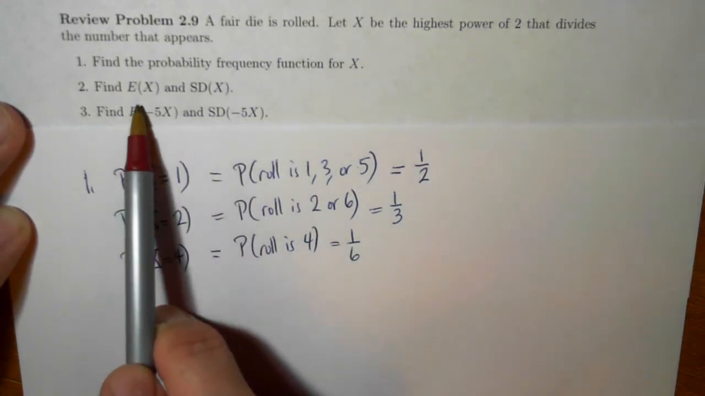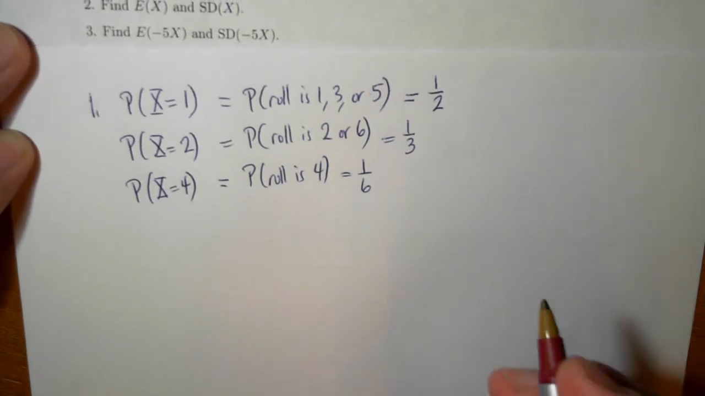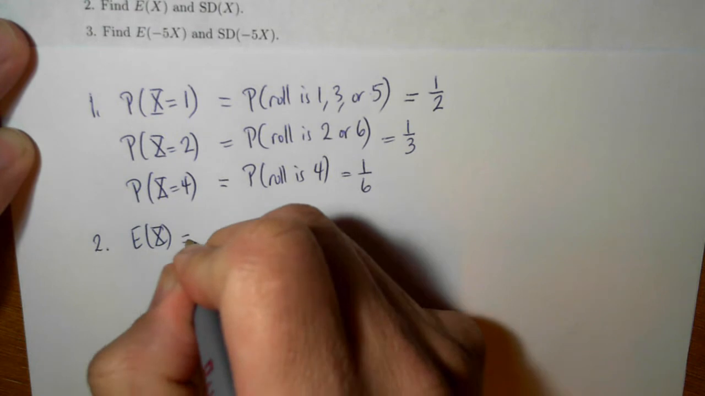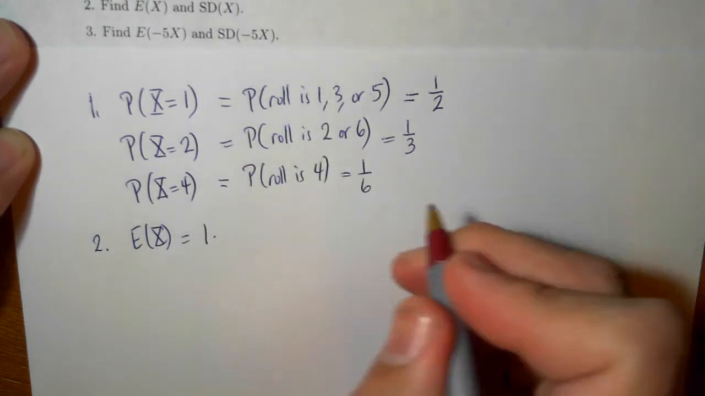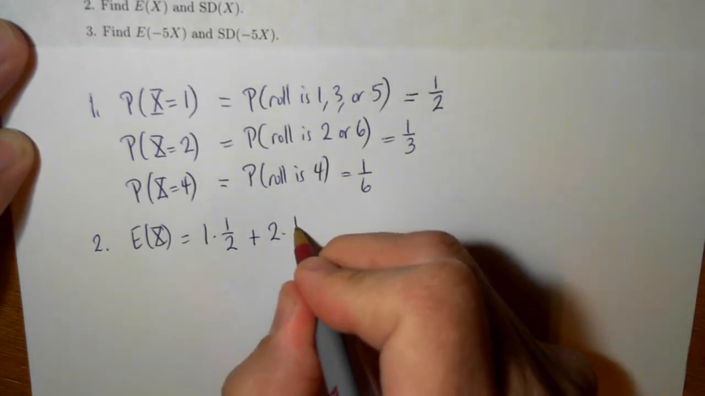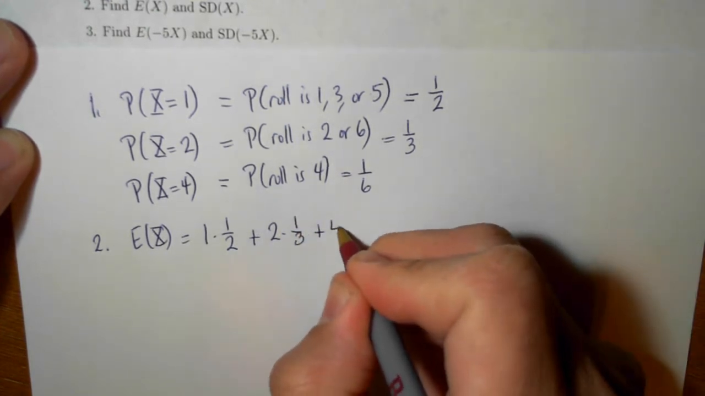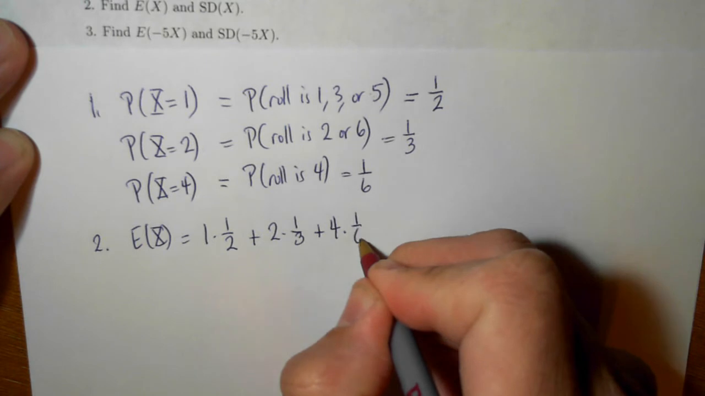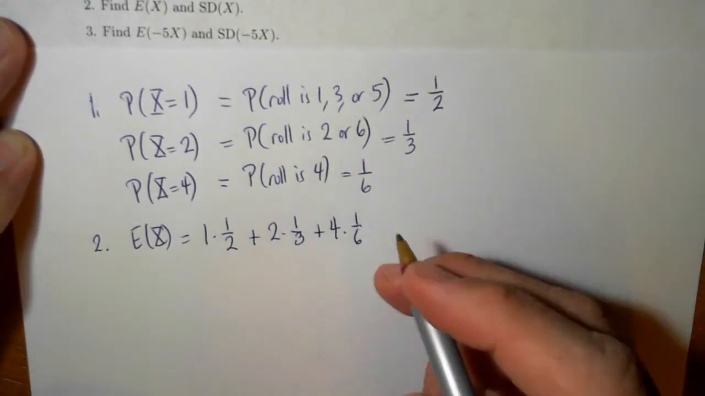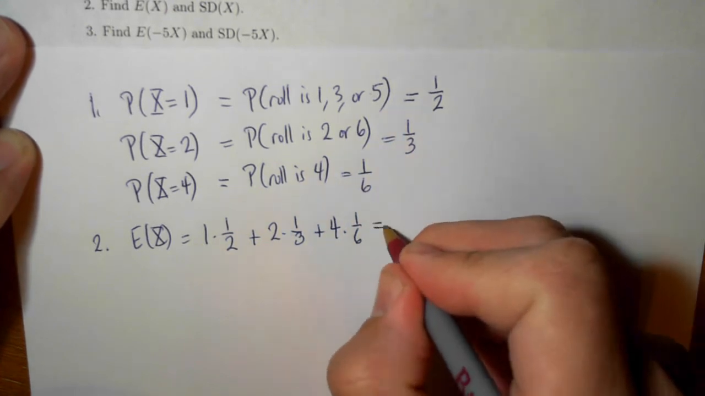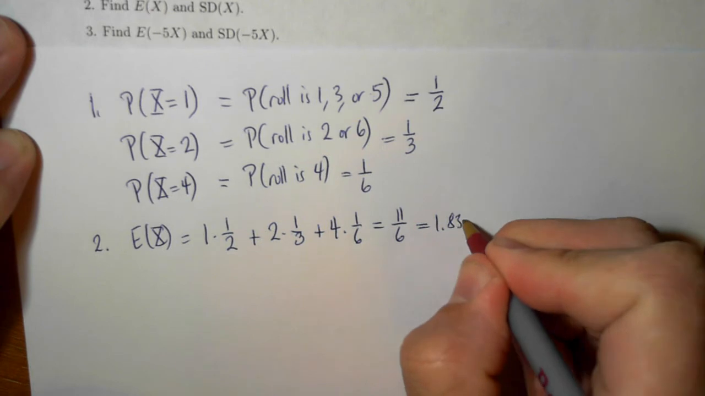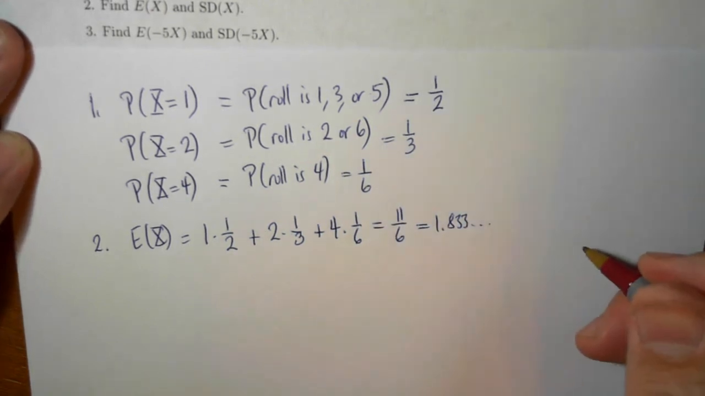Okay, to find the expected value of x and the standard deviation of x, the expected value of x is equal to the possible values times the probability for each. Then the next possible value times that probability, and then the next possible value times that probability. So 1 times 3/6 plus 2 times 2/6 plus 4 times 1/6. If I did the arithmetic correctly, that's 11/6, or 1.8333, and so on.